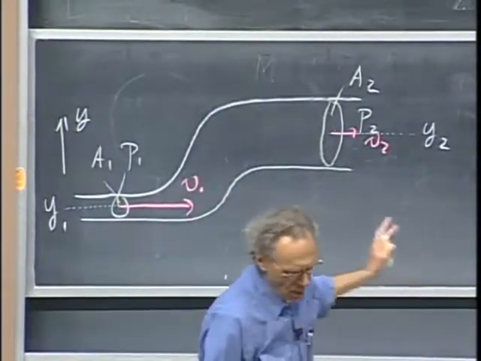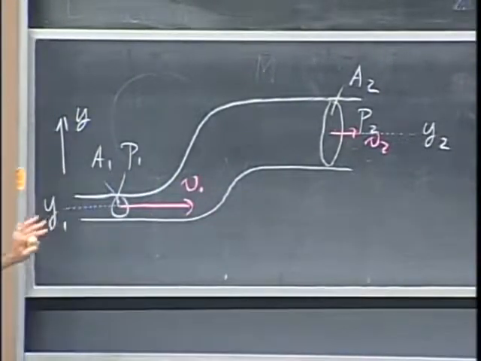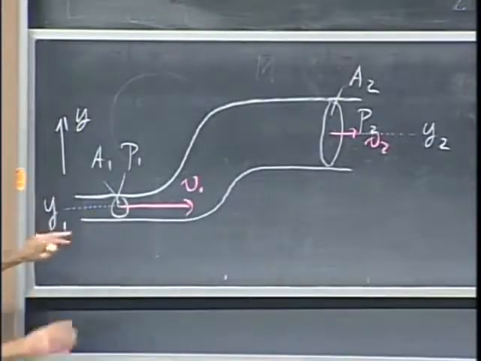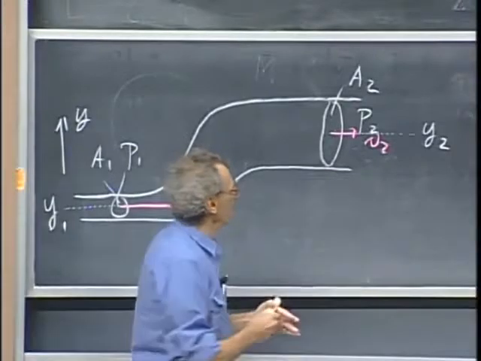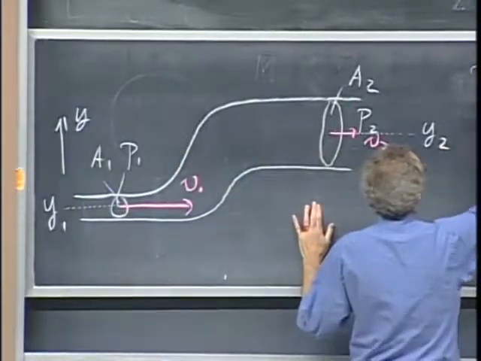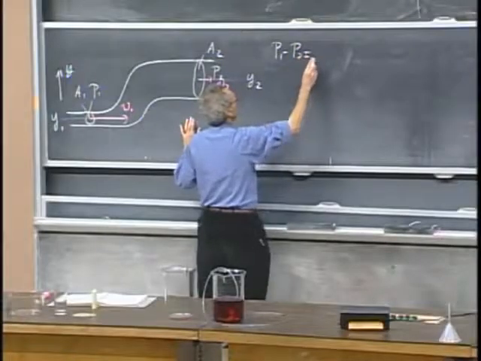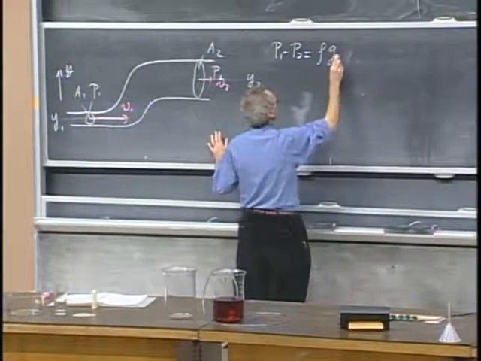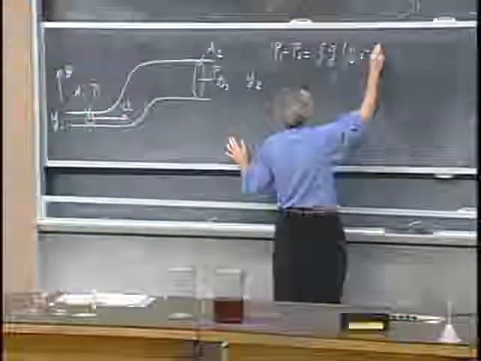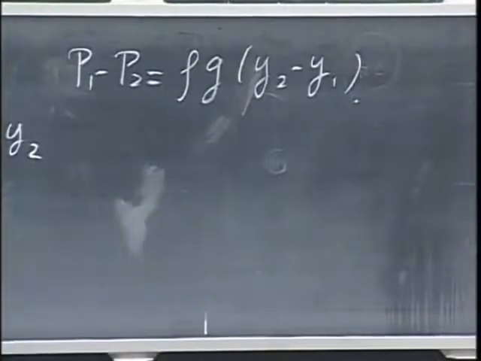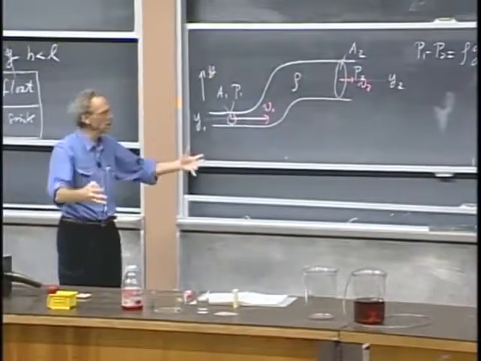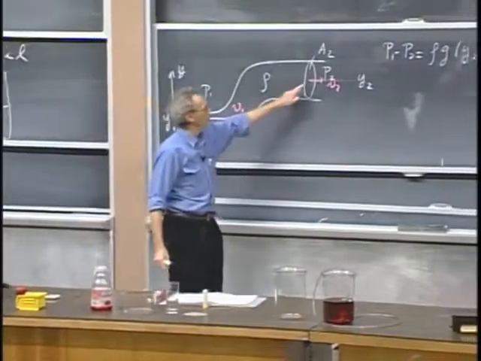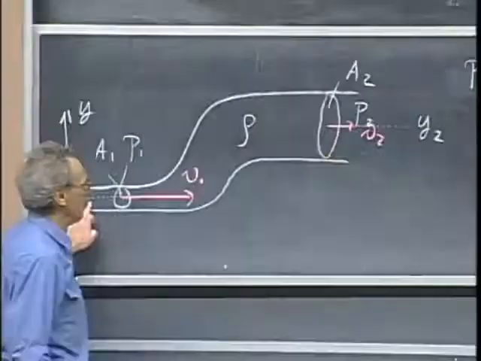Now, if this fluid were completely static, if it were not moving, so forget about the V1 and forget about the V2. It's just sitting still. Then P1 minus P2 would be rho g times (Y2 minus Y1), if rho is the density of the fluid. That's Pascal's law. So we'd just be sitting still, and we know that the pressure here would be lower than the pressure there.